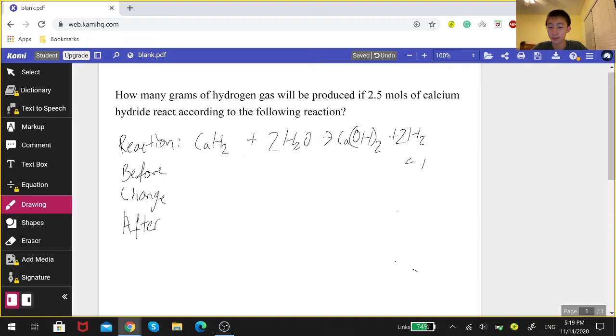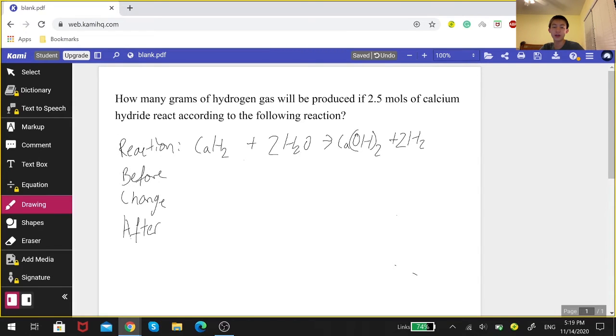Erase everything. Ca balanced, H 2 plus 4 is 6, 2 plus 4 is 6, O is 2 and 2. Okay, everything's balanced.